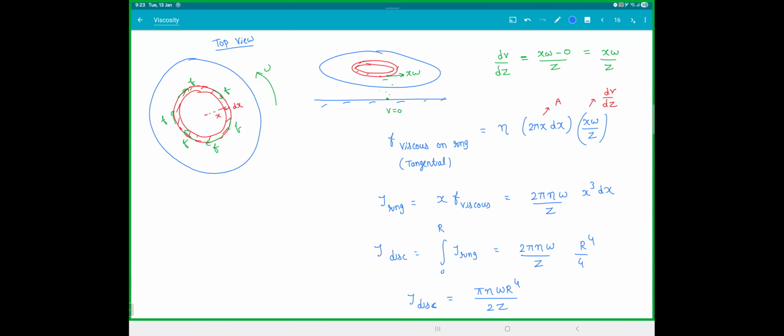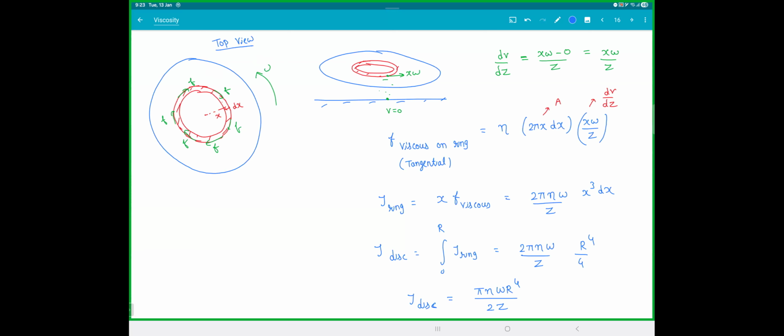That means if I had asked you a question like this, the ring on the outermost one and the ring at r by 2, the outermost one is experiencing almost 8 times more torque. So once you got this, you're kind of done.